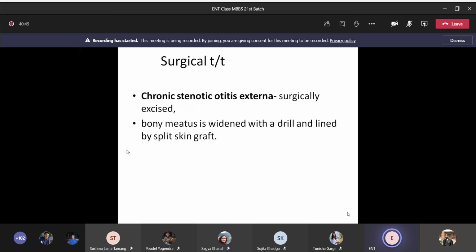Surgical treatment is usually required for chronic stenotic variety of otitis externa. The stenotic part is surgically excised and bony meatus is widened with a drill and lined by split skin graft.